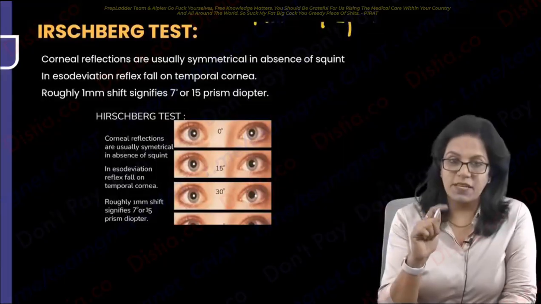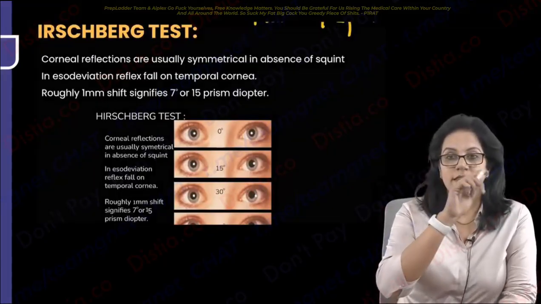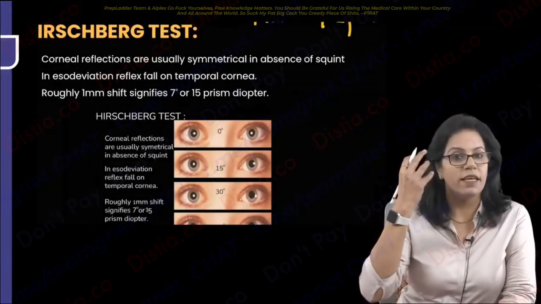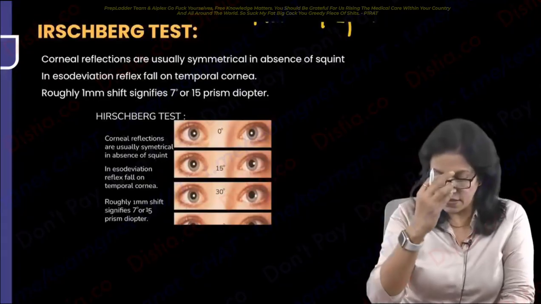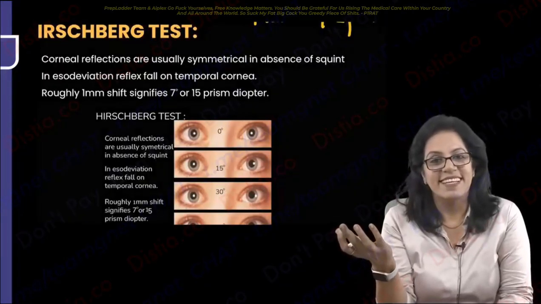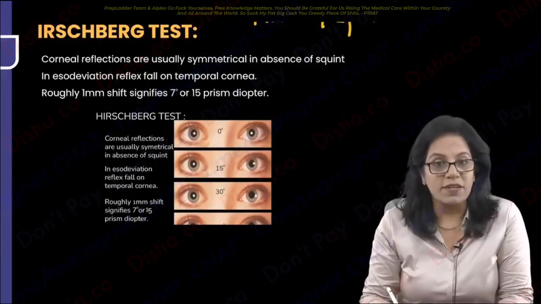Now, do you realize something? If the eye is inward, the reflex will fall outward. It's always opposite, just like the cover and uncover test. If the eye is outward, the reflex is going inwards. So simple, right? So this is what you have to understand.